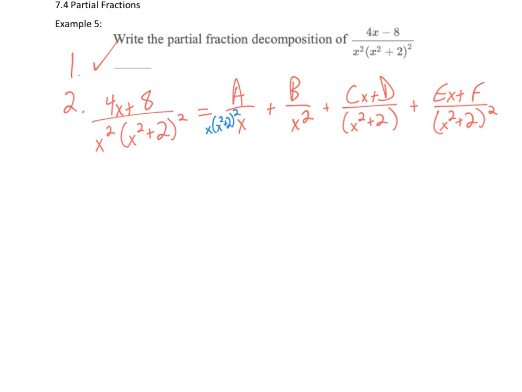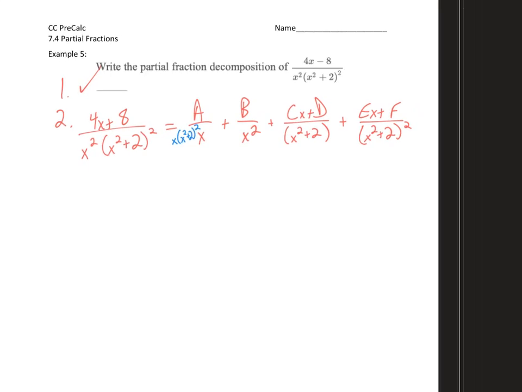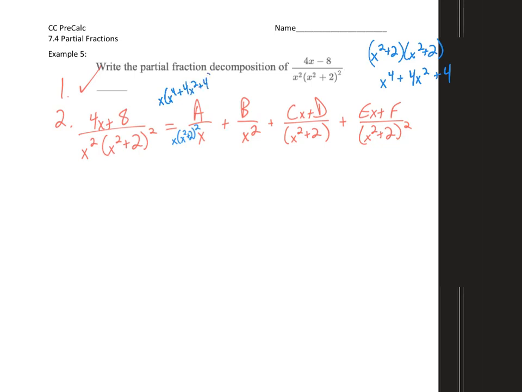So off to the side, we probably want to know what x squared plus 2 squared is. X squared plus 2 times x squared plus 2 is x to the 4th plus 2x squared plus another 2x squared, so that's x to the 4th plus 4x squared plus 4. So on the top, this guy's getting an x and an x to the 4th plus 4x squared plus 4.